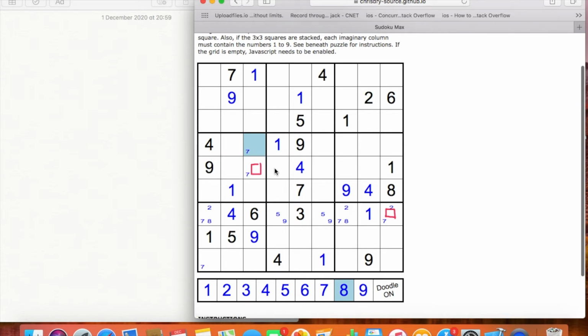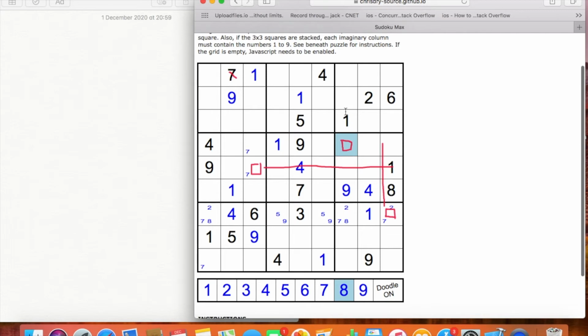Now, if these two 7s were placed where they are, where would the next 7 go in this block? It would have to be in one of those two squares. Well, it couldn't be in the central one because, look, there's a 7 up here, isn't there? In a central square. So it would have to be in the top left square here.